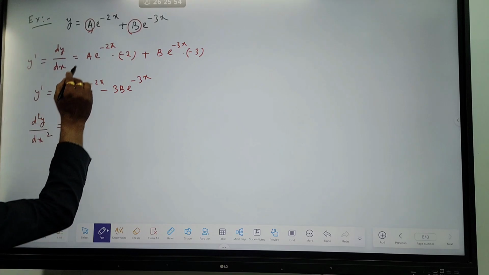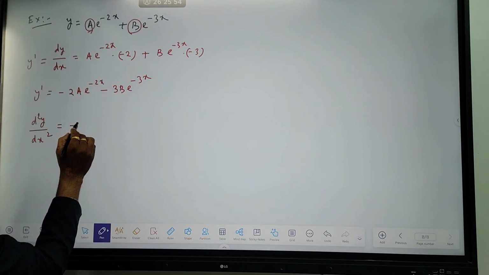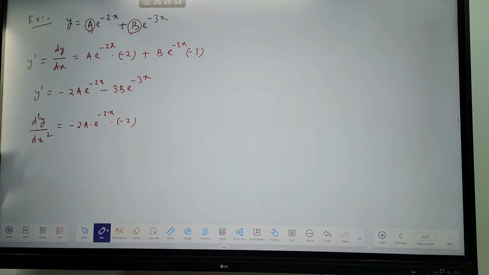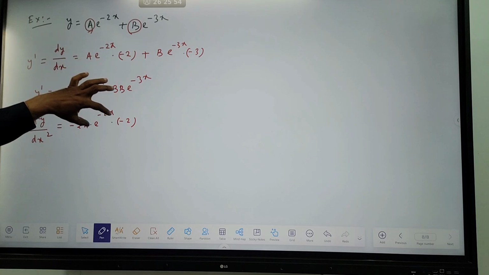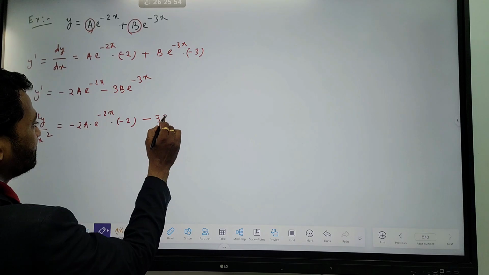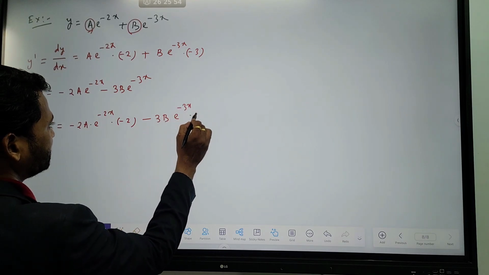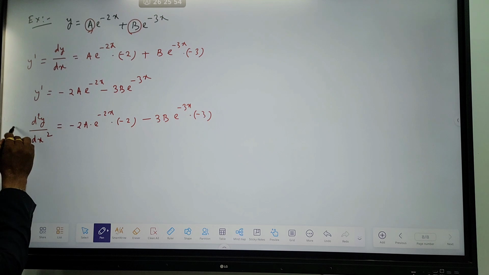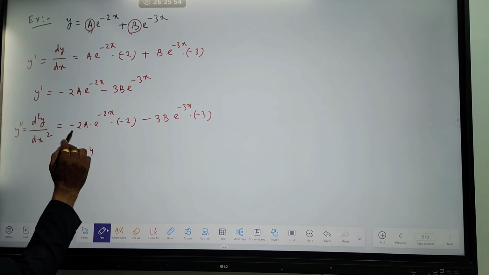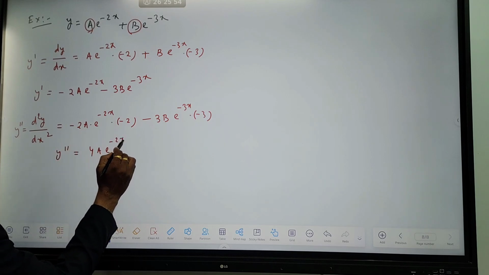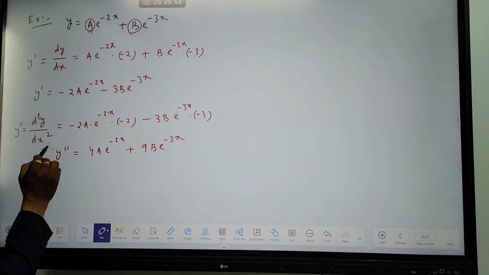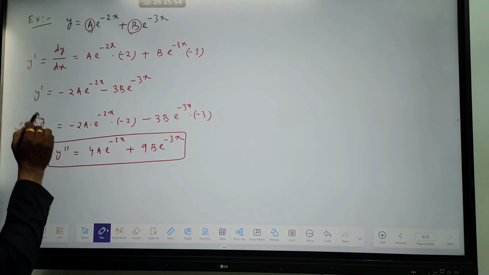d square y by dx square: what will be the differentiation of this? See, minus 2a e to the power minus 2x into minus 2, because minus 2 is a constant, and the differentiation of e to the power minus 2x is minus 2. Similarly for that, minus 3b e to the power minus 3x into minus 3. So you take this as y double dash, the second derivative. So y double dash is equal to 4a e to the power minus 2x plus 9b e to the power minus 3x. Okay, so now we have y double dash, y dash and y.